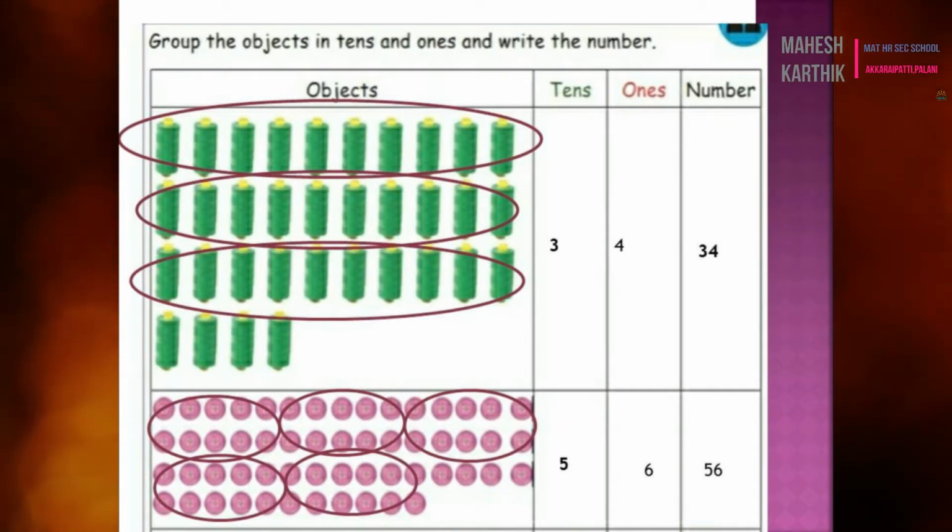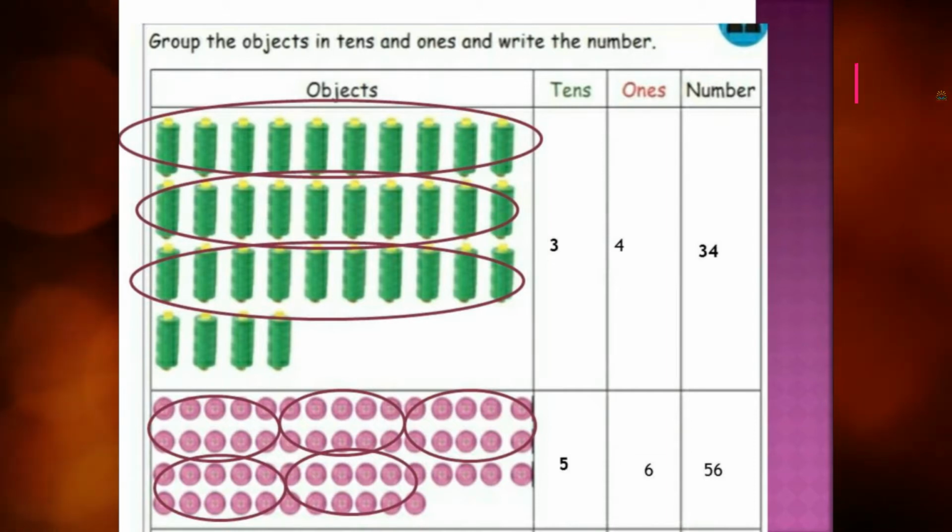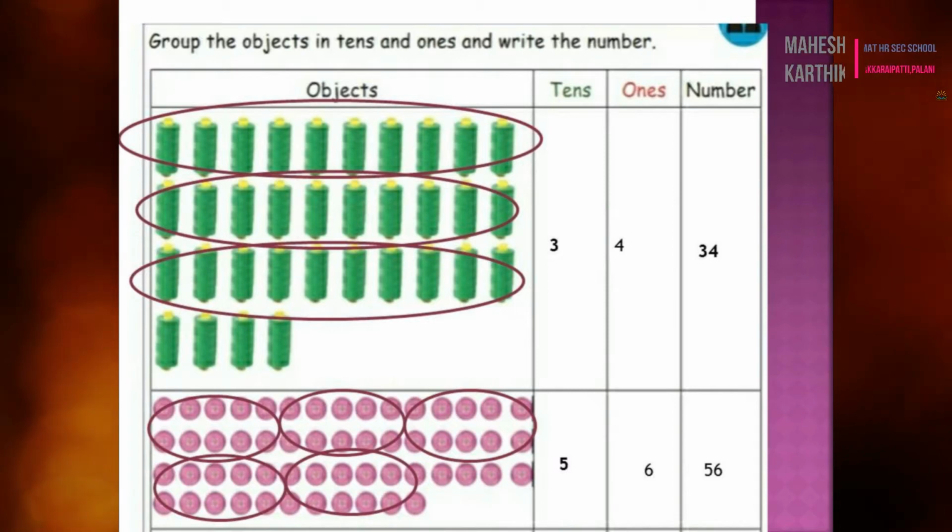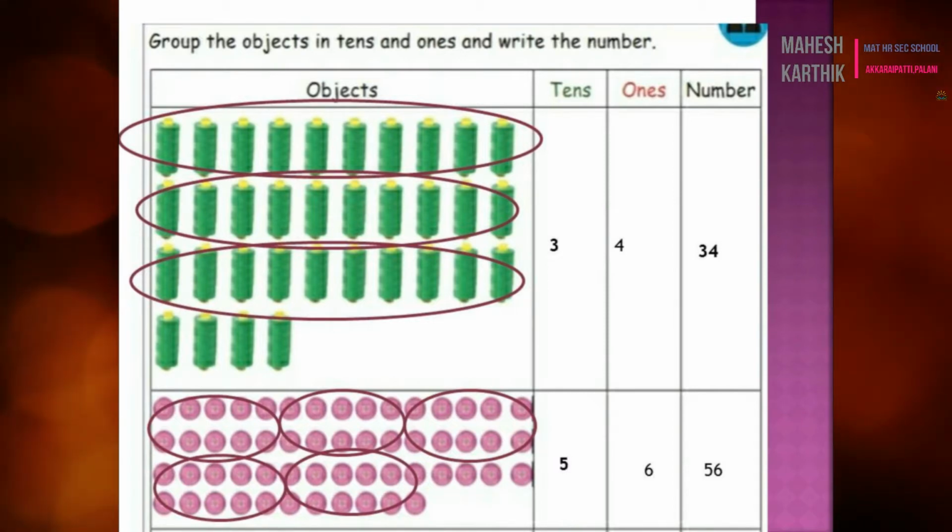The second one, we have grouped by tens. So how many tens are there? 5 tens. And how many ones? 6 ones. Total number of objects is 56.